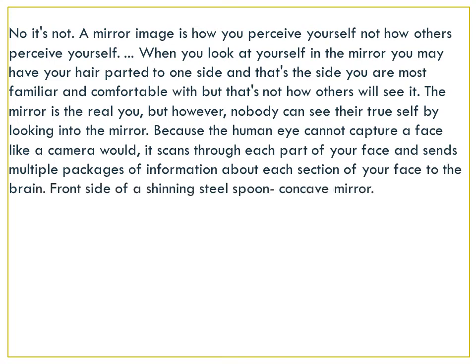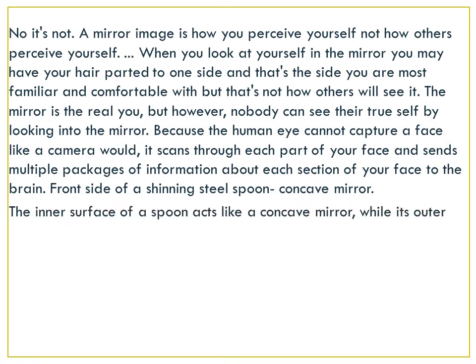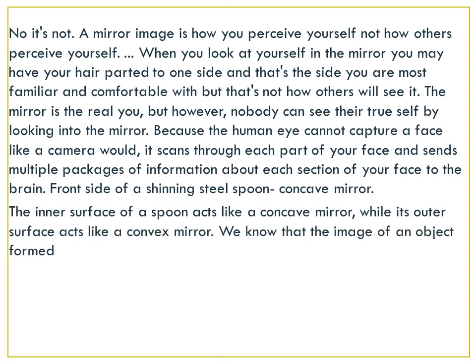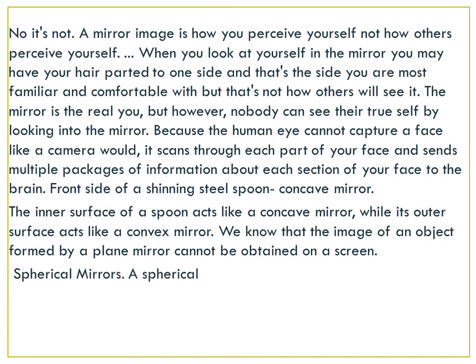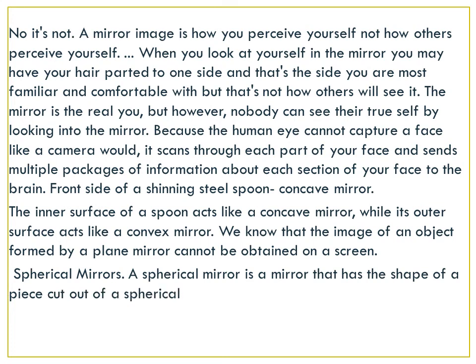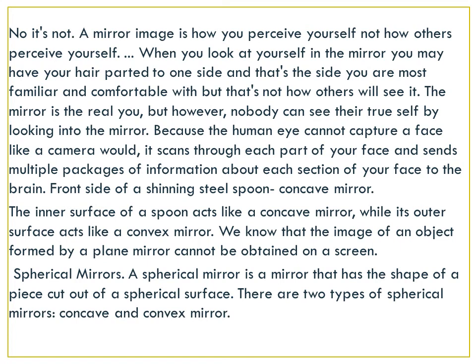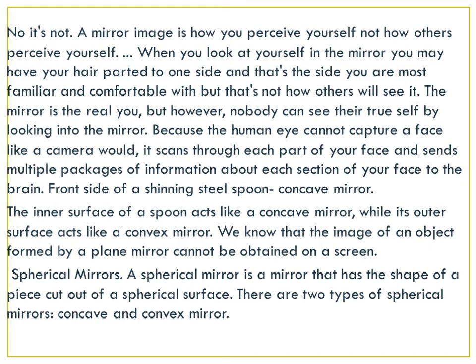The front side of the shining steel spoon. There's a small activity even with a steel spoon which we have in our homes, isn't it? Concave mirror. The inner surface of the spoon acts like a concave mirror, while the outer side of the spoon acts like a convex mirror. We know that the image of an object formed by a plane mirror cannot be obtained on a screen. A spherical mirror is a mirror that has the shape of a piece cut from a spherical surface. The two surfaces are concave and convex.